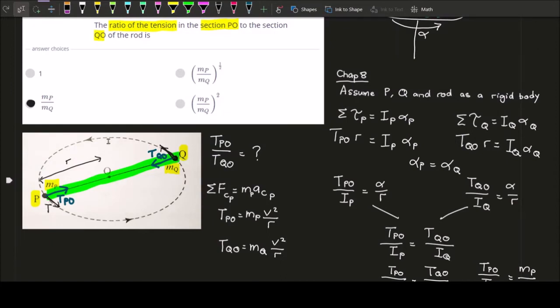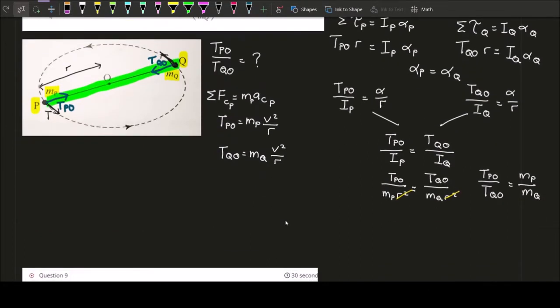So means by this one move how fast, this one will move how fast. So the V is the same for both of them and they have the same distance away from the center of the circle, R. So they have the same V square over R. At the end, you will still end up with the equation TPO over TQO equals to MP over MQ. So you still arrive at the same answer.